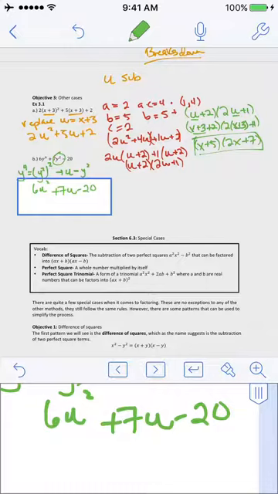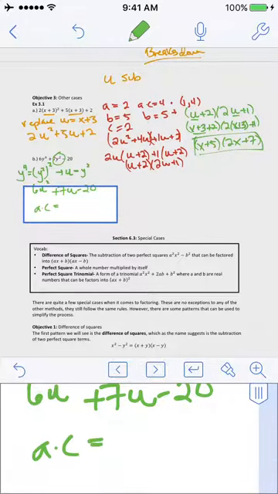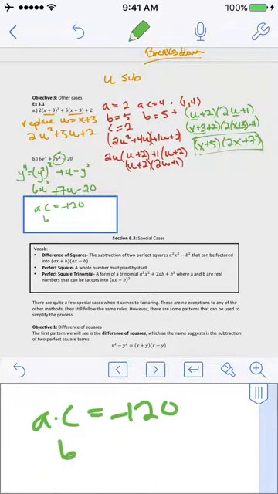And I can solve this pretty easily. So a is equal to 6, c is equal to negative 20. So a times c is equal to, what am I doing? That's negative 120. And b is equal to 7. Okay. Two things that multiply to negative 120 and add to 7.